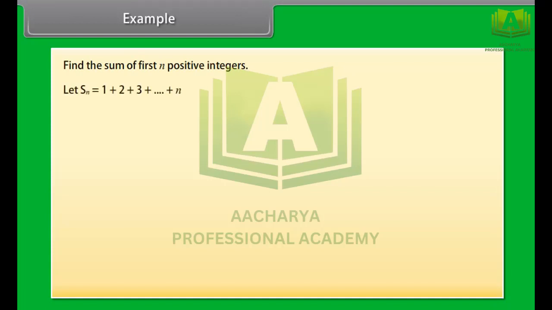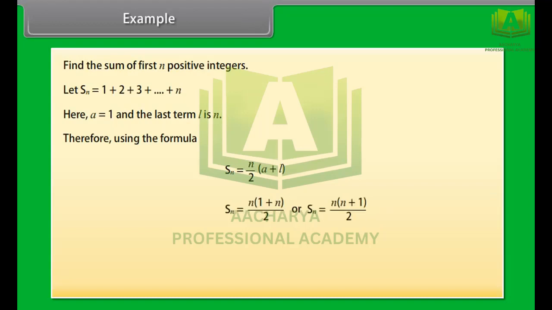Find the sum of first n positive integers. Let Sn be equal to 1 plus 2 plus 3 plus so on plus n. We can see that here a is equal to 1 and the last term L is n. Therefore, using the formula Sn is equal to n upon 2 into (a plus L), we get Sn is equal to n into (1 plus n) whole upon 2, or Sn is equal to n into (n plus 1) whole upon 2.